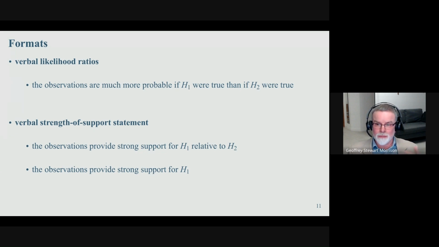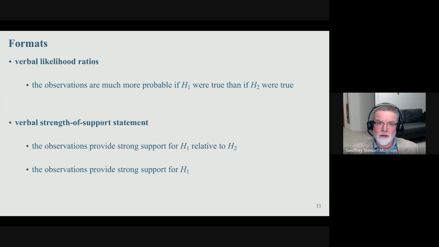So another way that people have proposed that likelihood ratios be presented is strength of support statements. And here's a couple of examples of strength of support statements. The observations provide strong support for H1, the same source hypothesis, relative to H2, the different source hypothesis. Often these have also been presented with only one hypothesis mentioned. So observations provide strong support for H1.